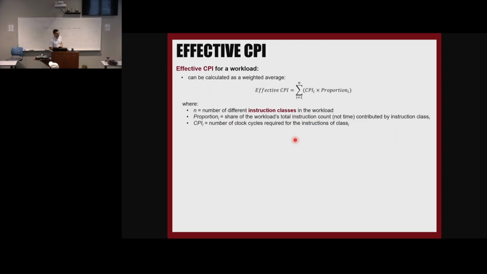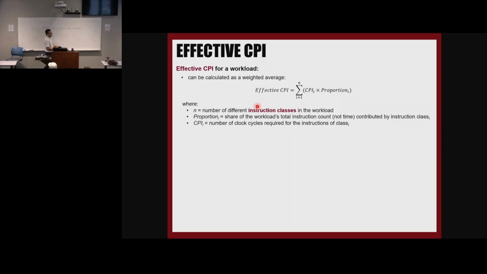Okay, so effective CPI. Now we talked about the CPI. We said that we had the clocks per instruction, we had an example that already gave us the effective CPI, but how do we calculate the effective CPI, right? Different workloads have different instructions. Different instructions need different numbers of clock cycles. We already covered that part.